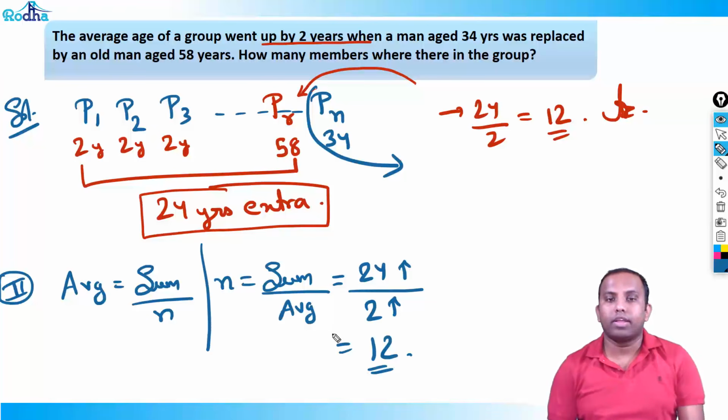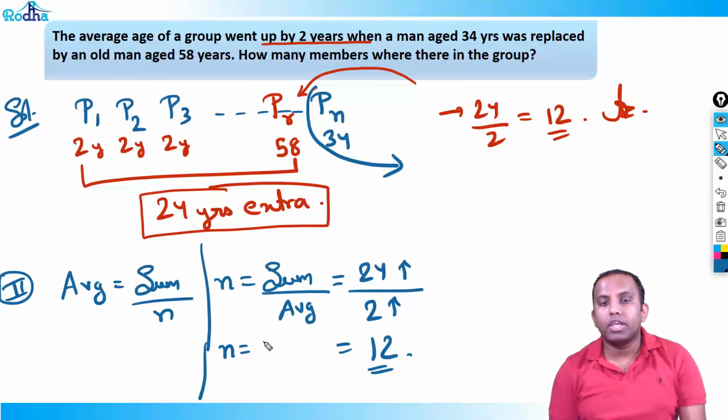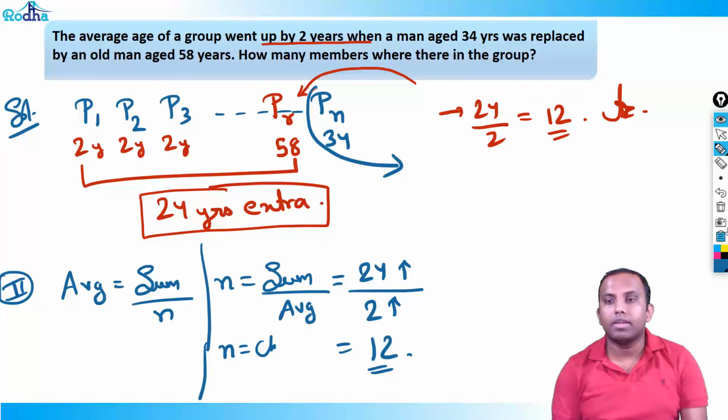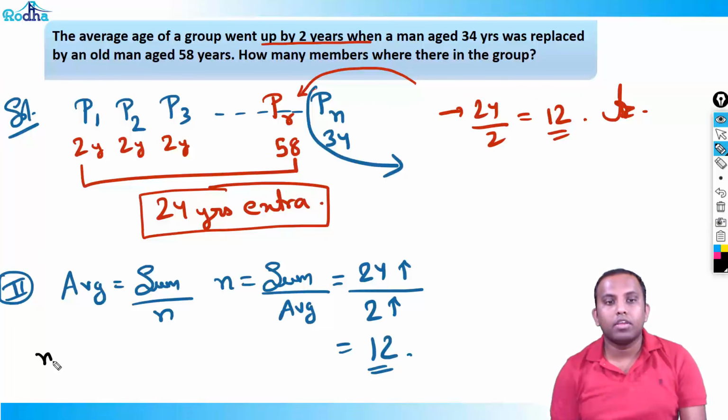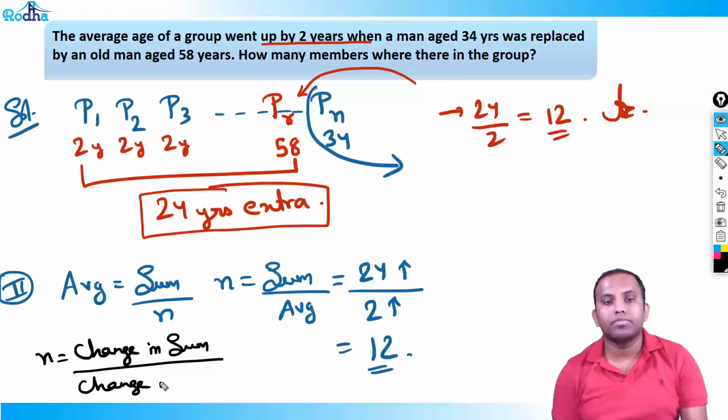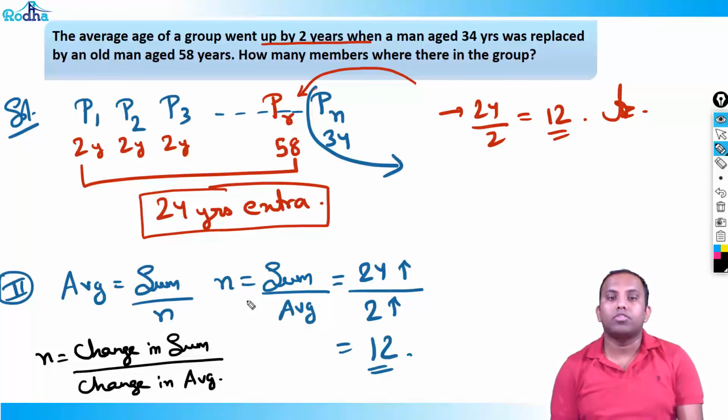That's it, right? So I can always write that, okay, if average is sum by n, so n I can also write as change in sum upon change in average, right? This will also give you n. So sum upon average change, that is delta S upon delta A, I can write.